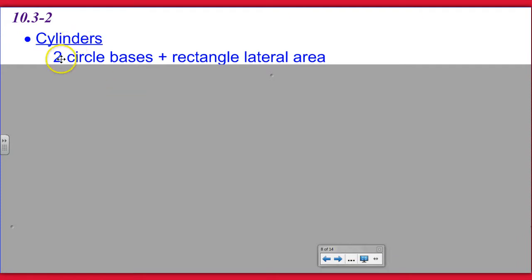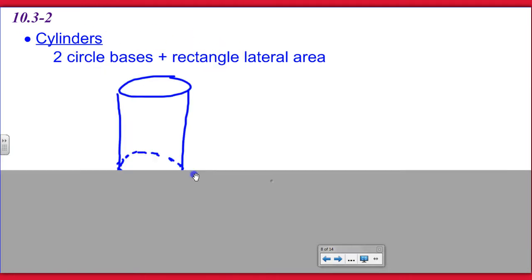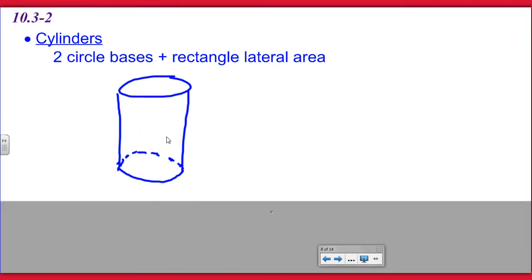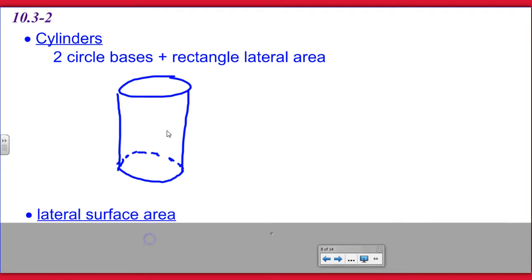So in the case of cylinders, we have two circle bases, and the outside, the lateral area, that is not the circles, is a rectangular lateral area. So we can take a rectangular piece of paper and curve it around like the label on a can, right? And there we have the lateral, that's the side. Lateral means side, right? Side area with two bases that are parallel on either end. Parallel and congruent. So make sure you understand what lateral surface area is.